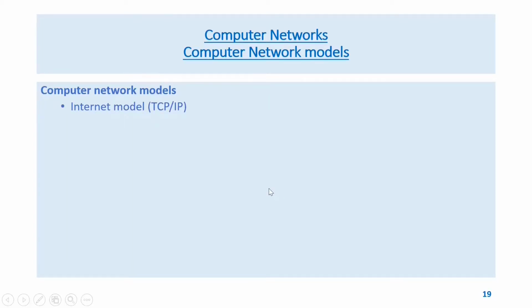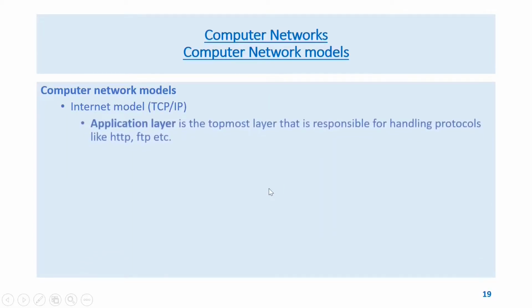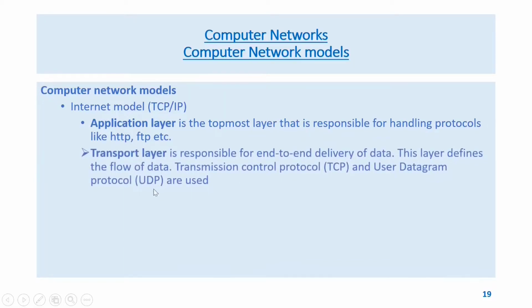Next model is internet model TCP/IP. It has got 4 layers. The top layer is application layer. Application layer is the topmost layer that is responsible for handling protocols like HTTP, FTP, etc. Transport layer. Transport layer is responsible for end-to-end delivery of data. This layer defines the flow of data. Transmission Control Protocol TCP and User Datagram Protocol UDP are used.